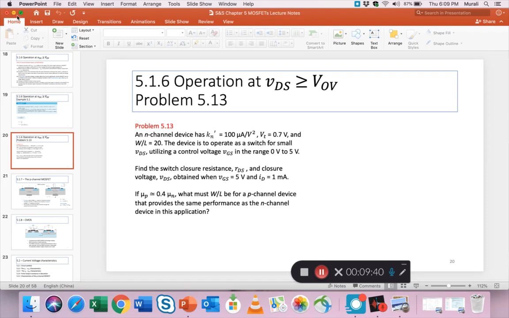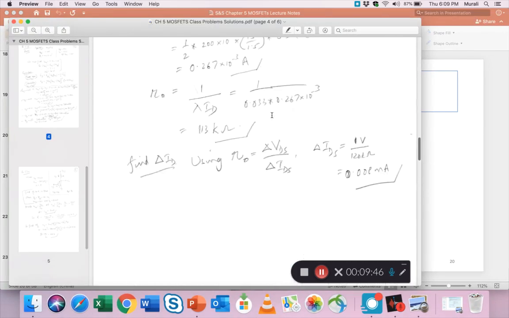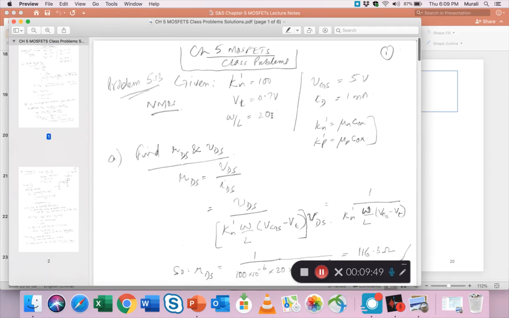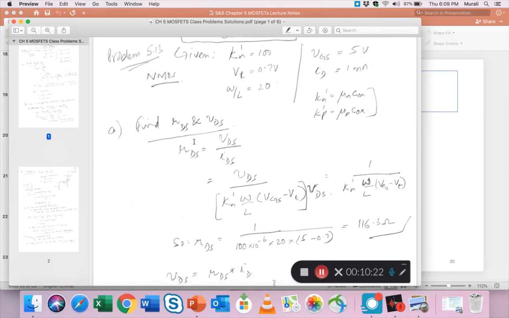Okay, so that's the question, and so I will go to my PDF. You're all used to my PDF by now, where I solve these problems by hand, so that I have a number of steps that I write so that you can follow along and better understand how the problem is solved. Okay. So basically we are given all these values including Kn prime, Vt, the aspect ratio, a certain gate to source voltage and the corresponding drain current also. So pretty much a lot of information is given and so how do you find this resistance?